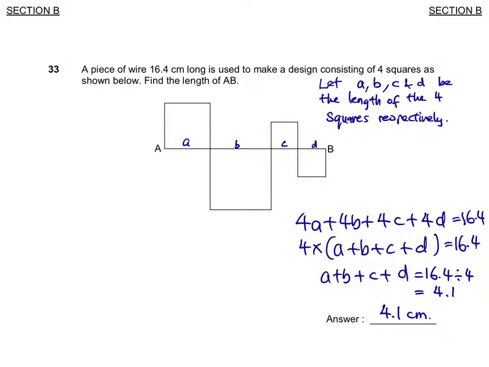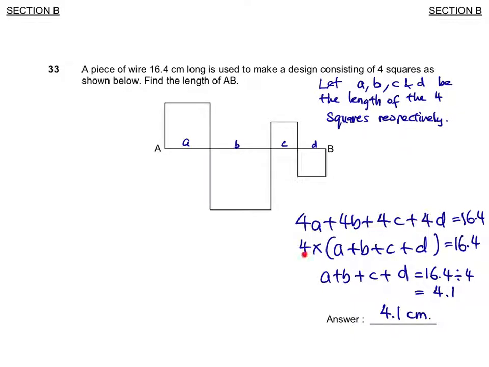So you know that this is 4A plus 4B plus 4C. Once you have these, you can actually extract out the 4, to get A plus B plus C plus D, which is what you want to find. All this here equals 16.4, correct?